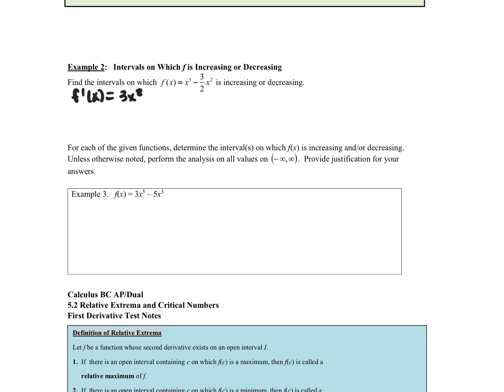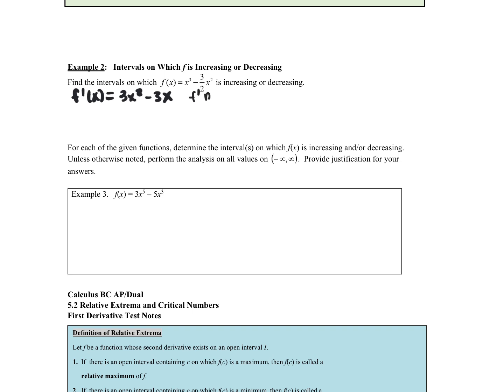So what will be the derivative of x cubed? 3x squared. And then here, if I bring down the 2, that will cancel out with the 2 in the bottom. So this will be negative 3x. And now I want to look for where this is equal to 0 or does not exist.